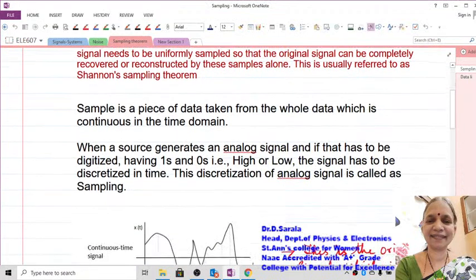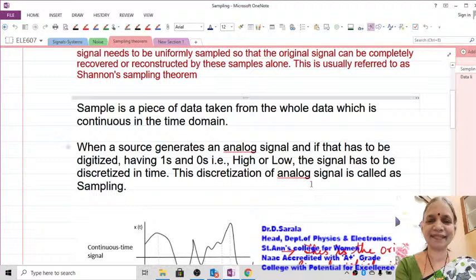When a source generates an analog signal, and it has to be digitized, having ones and zeros, the signal has to be discretized in time. That means you are converting a signal which is analog in nature to digital. This discretization of analog signals is called sampling. So what are we doing here? You are converting analog signal to digital, and the digital back to analog.